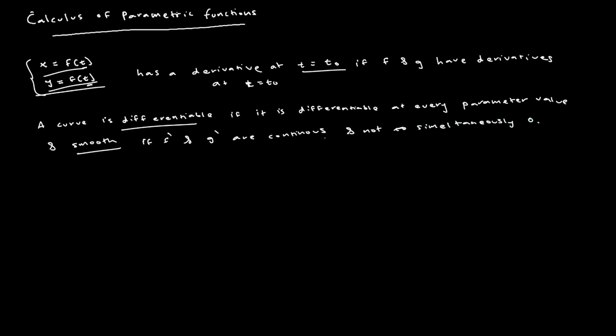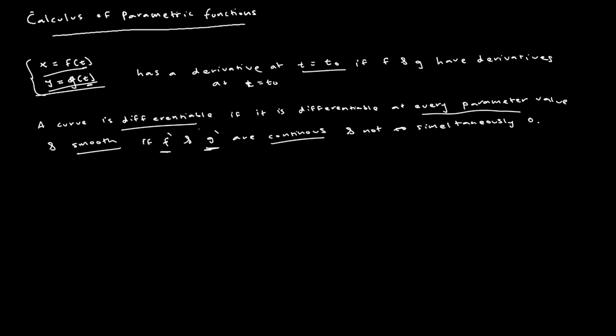So these two terms are what I'm defining. Basically, we can call our parametric curve differentiable if for every value that it takes on, we can differentiate it. So dy over dx is defined at every value. And it's smooth if these derivative functions, f prime and g prime, actually this is g of t, are both continuous and not simultaneously zero. So that was some of these definitions.